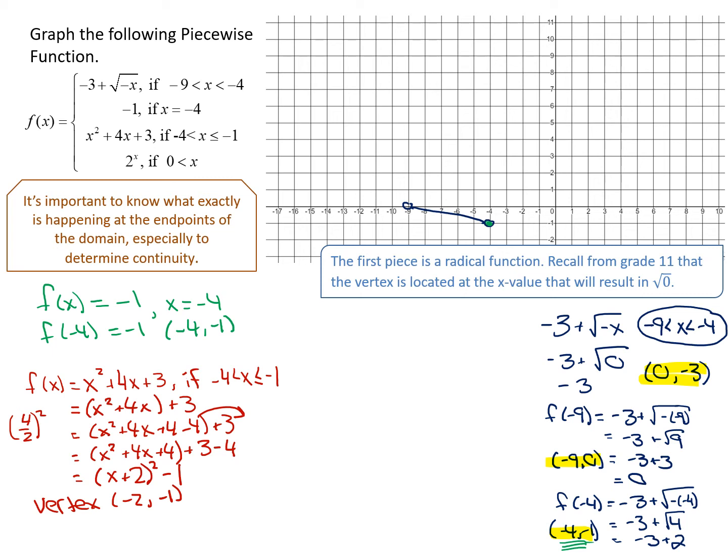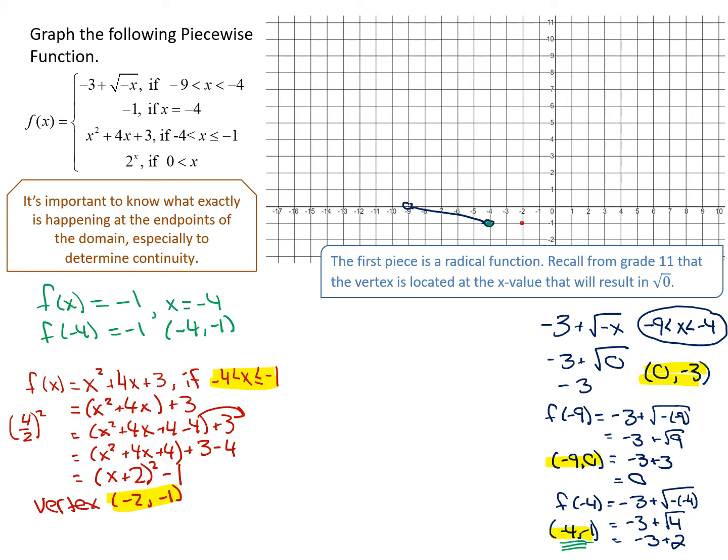So is that in my domain? Am I allowed to use that point? Here I'm going to circle or highlight the domain up here. There's my domain. Is my vertex in the domain? Yes, it is. So I get to use this one. So I'm going to put it on. -2, -1 is there. It's a closed circle because it's well within my domain.